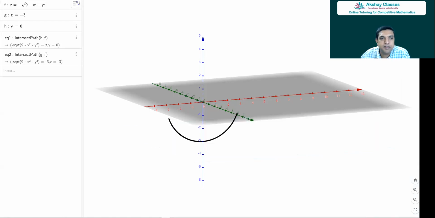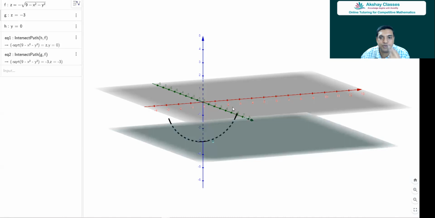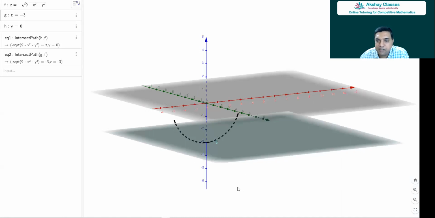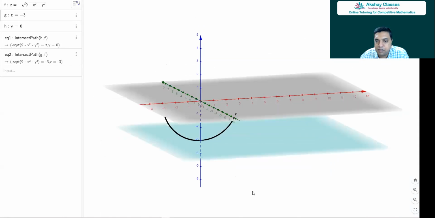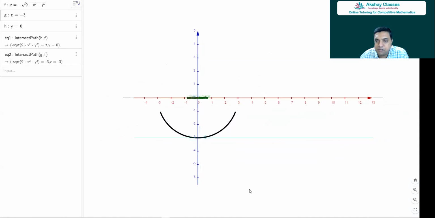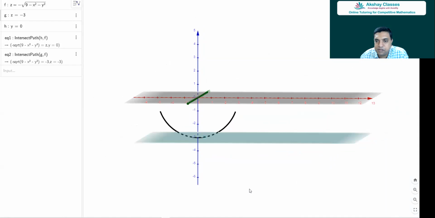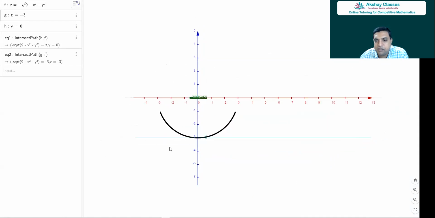I'm removing this plane. Now this plane is of course a stationary plane. This forms the tangent at this point. So derivative is 0.